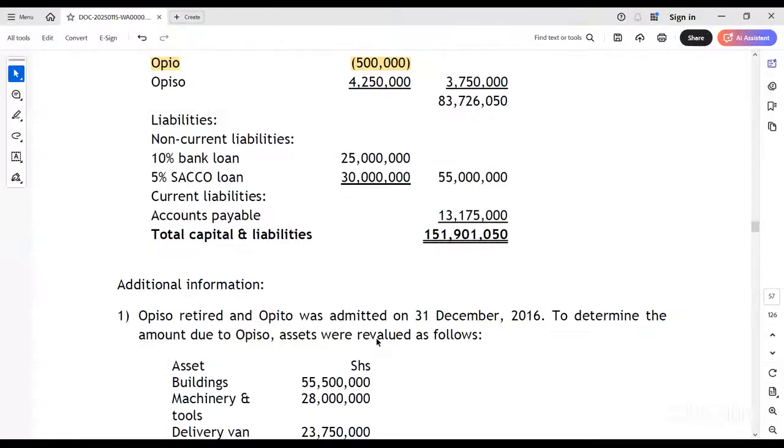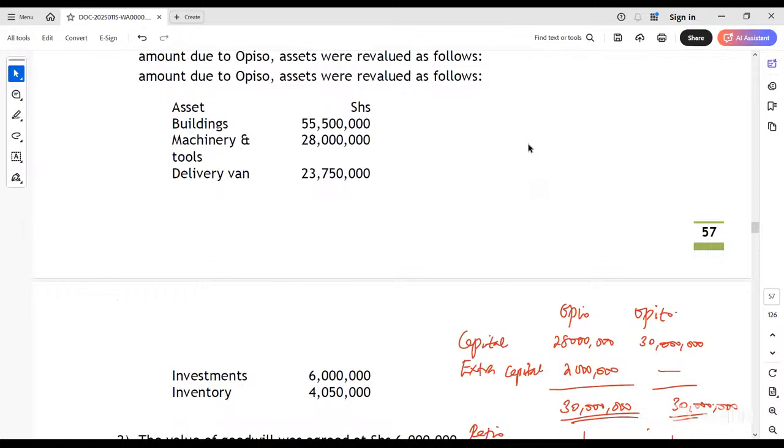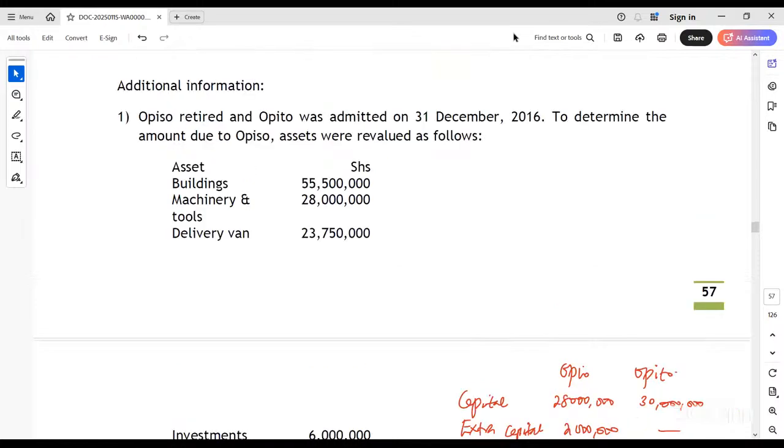I think now we have to look at these two paragraphs. It was arranged that Opito takes over the investments at shilling 6 million as part of the payment due to him, and the balance be settled in cash. So how do we deal with that?